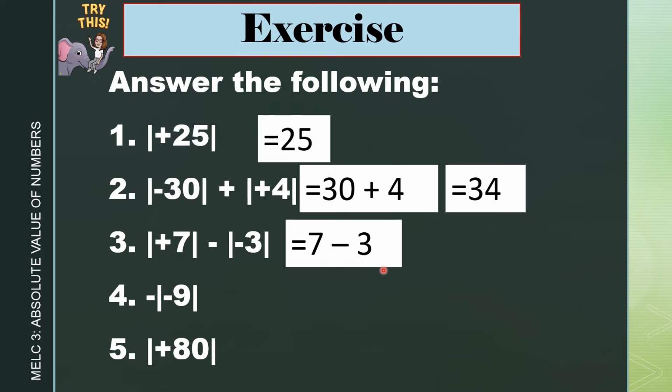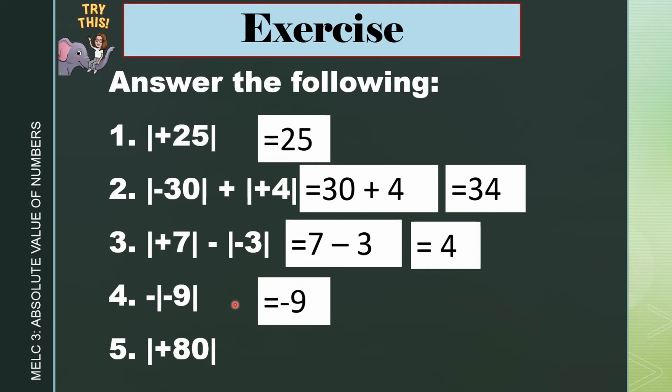And then subtracting them further, it will give us 4 as the final answer. In number 4, we have the absolute value of the negative absolute value of negative 9. So here, we just have to affix the negative sign outside. So this is a special case. We just have to simply copy the negative sign in the final answer. So it will give us negative 9.